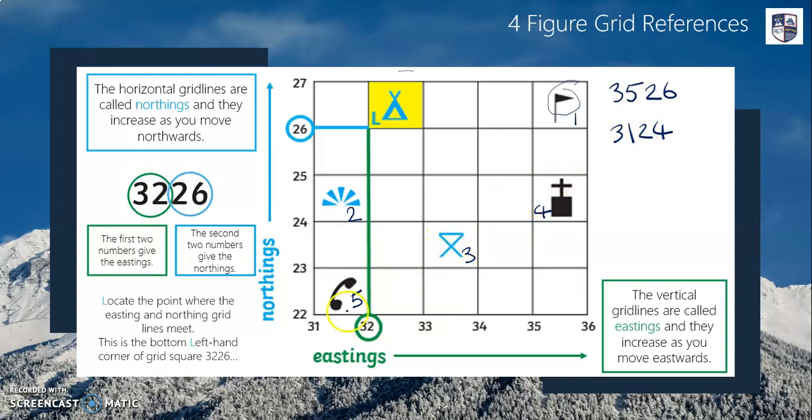Our picnic site: again, let's start down at the bottom and go along the corridor. We get to the first line of our square, which is 33. Then we go up to the first line of our square, that's 23. So the picnic site is 3323. Our place of worship: going along the bottom, all the way along here, our first line is 35, and our line to the bottom is 24.